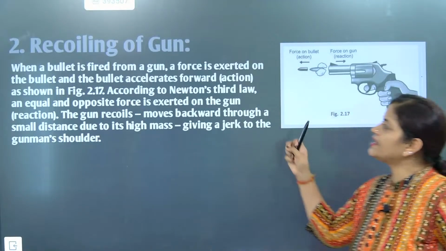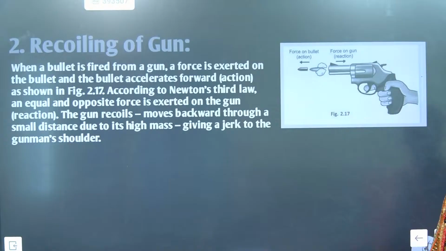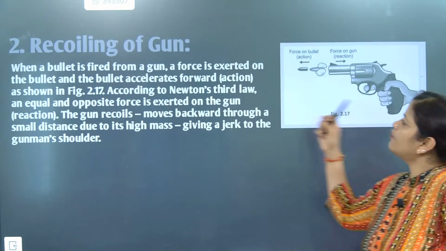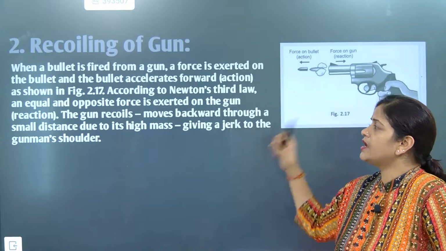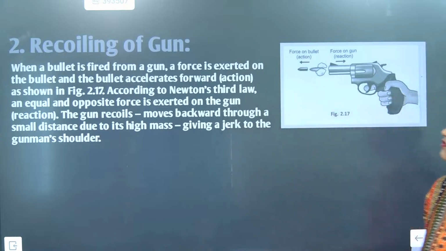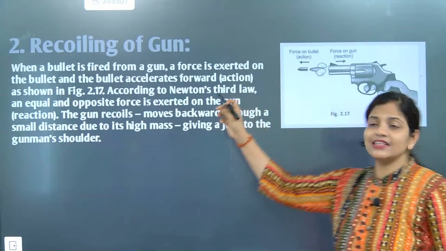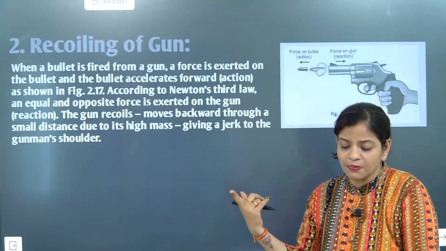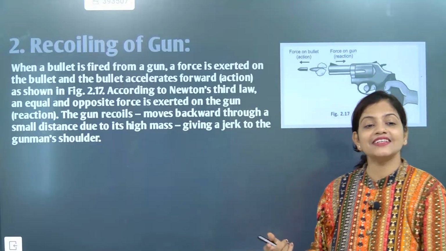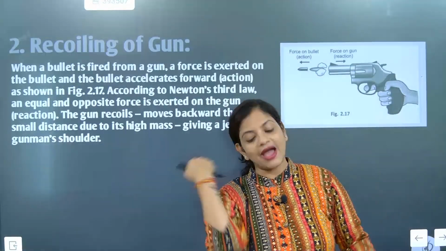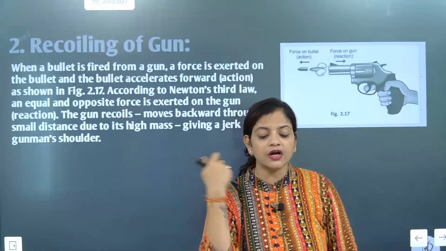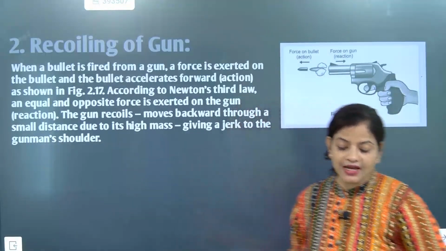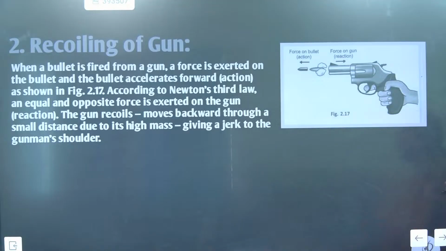Now, when a bullet is fired from a gun, what is happening? A force is exerted on the bullet, and the bullet accelerates forward. That is the action. So in which direction is the bullet accelerating? Forward. And where is the reaction? The gun is going backward, and the movement of the gun backward is considered the reaction. Understood?